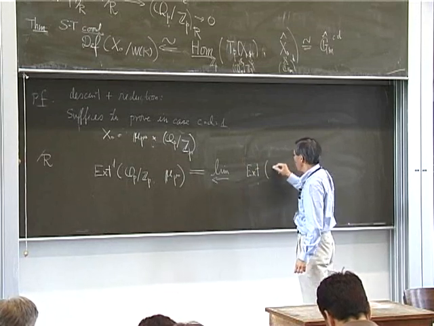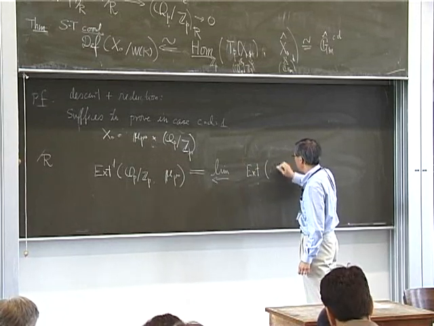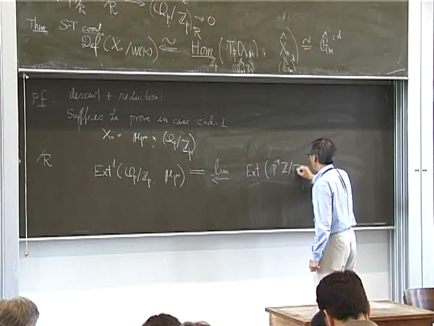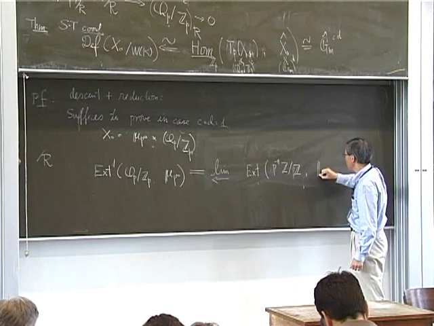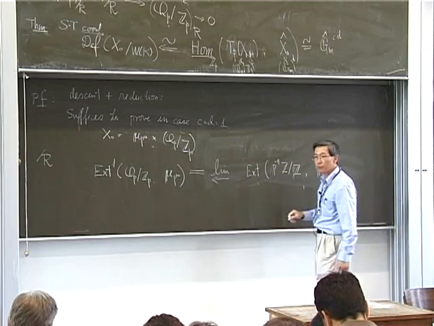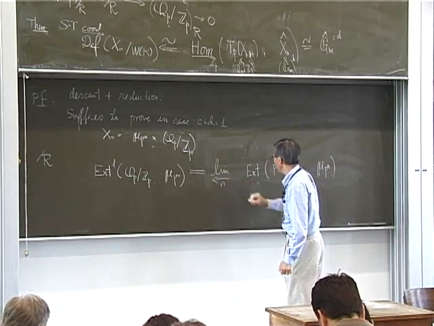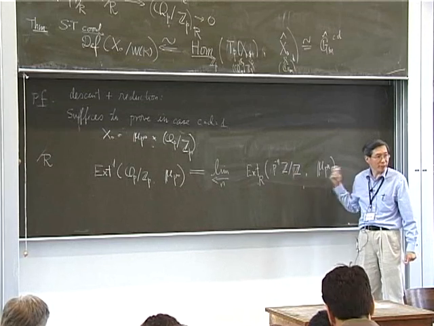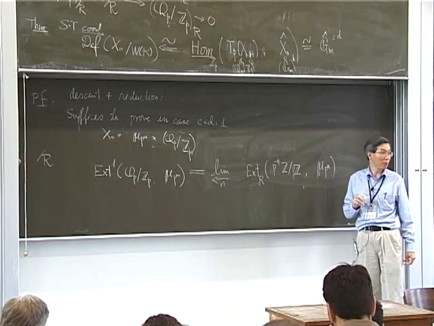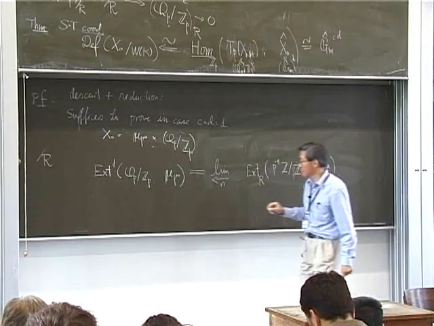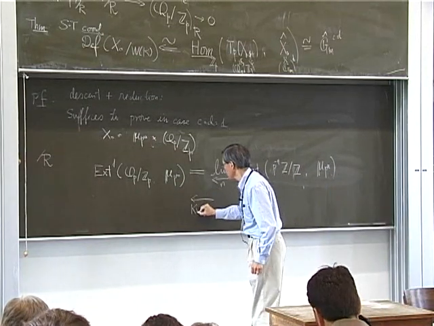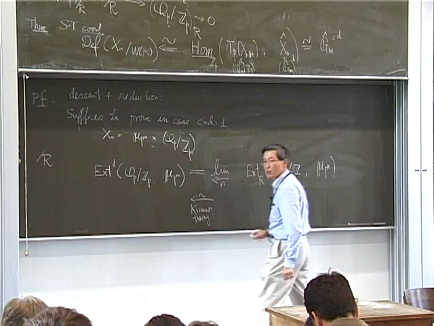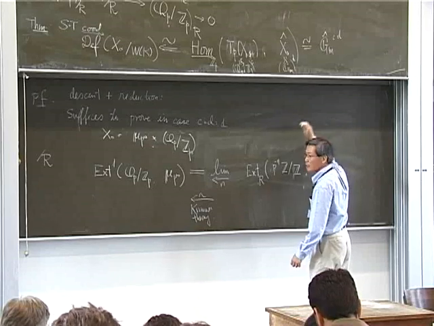It's an extension of p^(-n) Z over Z by mu_{p^n}. So this is over R. Right? Now, how do we compute this? This can be easily computed by Kummer theory. How do we do that? I'll recall for you what Kummer theory is.